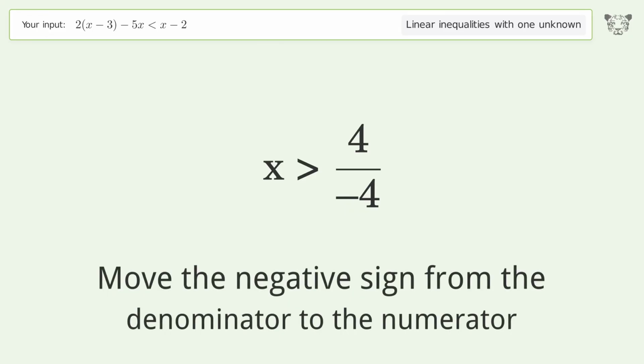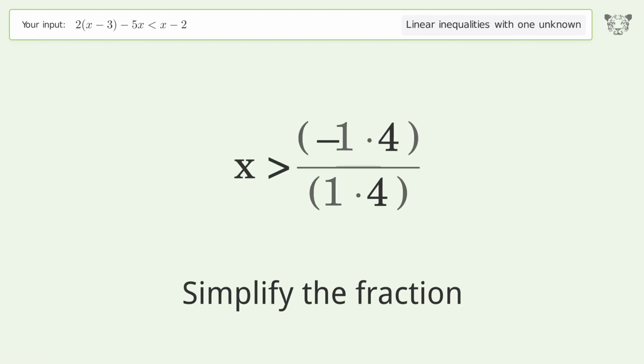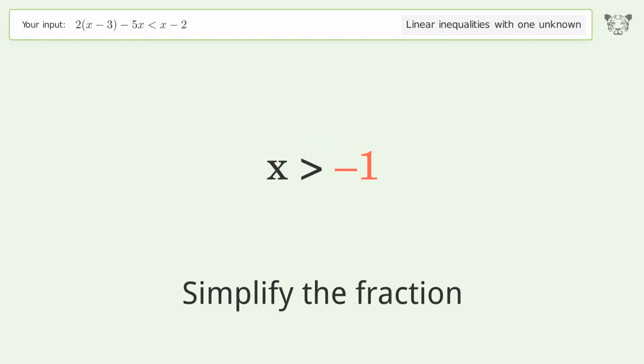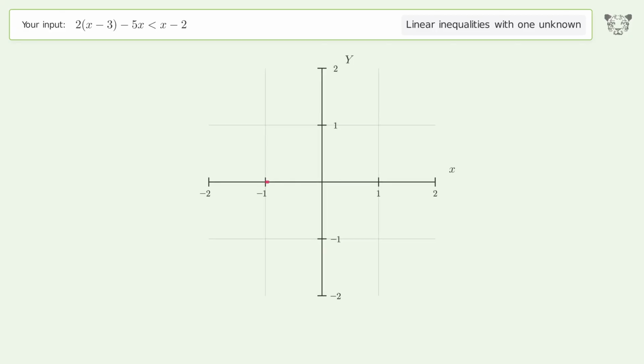Move the negative sign from the denominator to the numerator. Simplify the fraction. Plot the solution on a coordinate grid. And so the final result is x greater than -1.